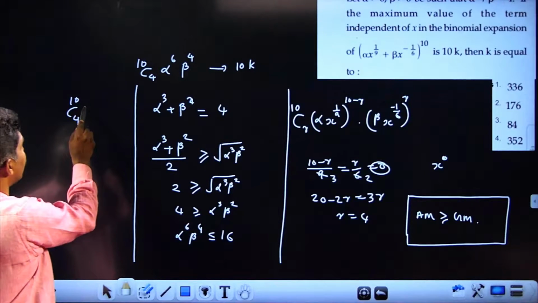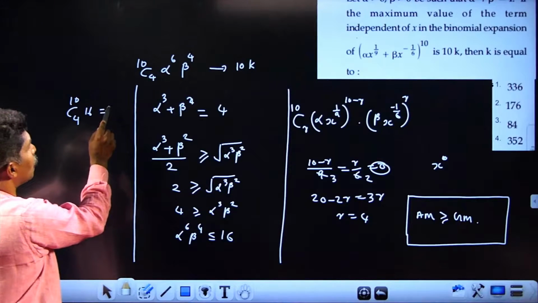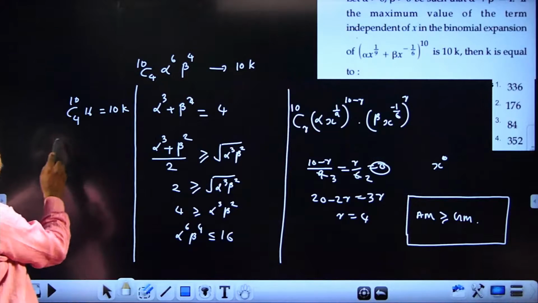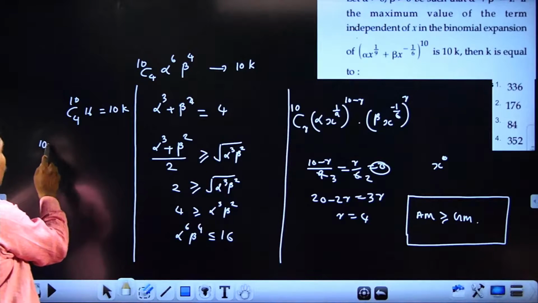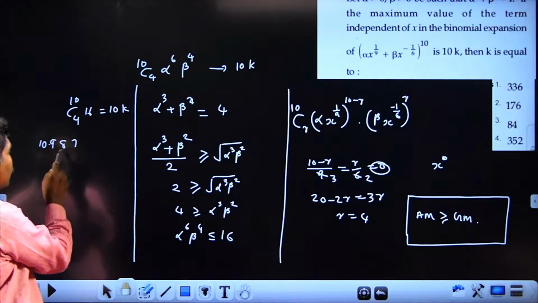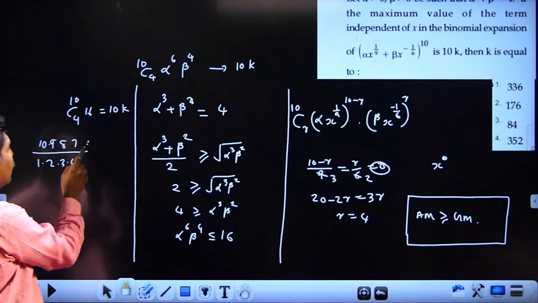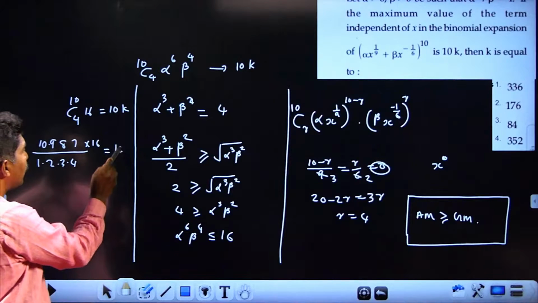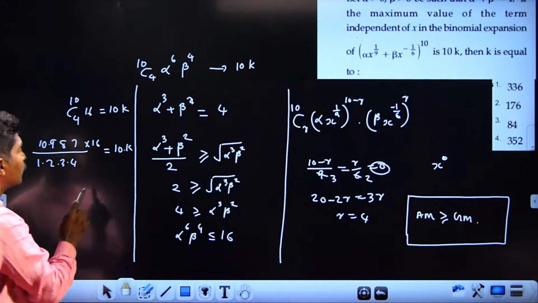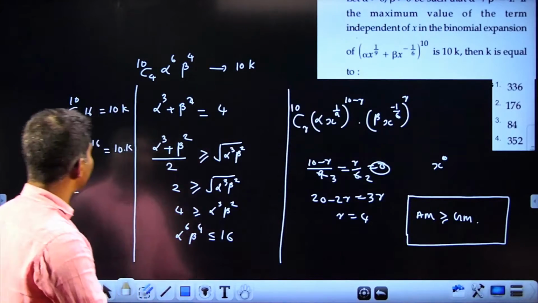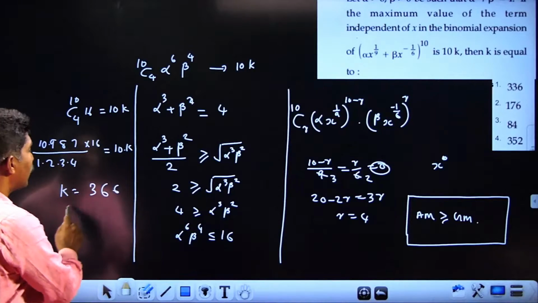10C4 into 16 is equal to 10k. We have to calculate the value of k. 10C4 is actually 10 into 9 into 8 into 7 divided by 1 into 2 into 3 into 4, into 16, that is equal to 10k. You can cancel all these things. Solving, you will be getting k is equal to 336. Remaining simplification is very simple.